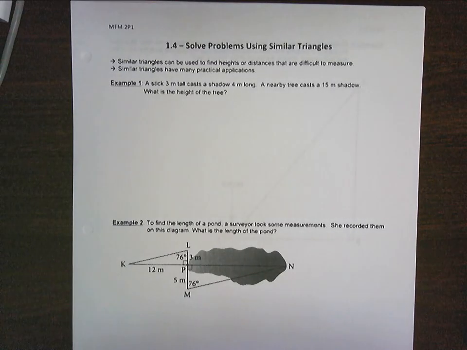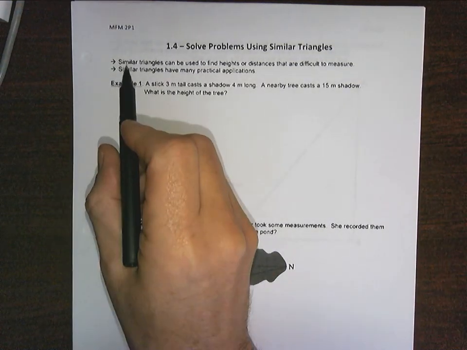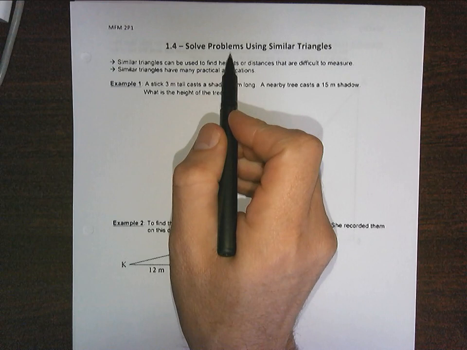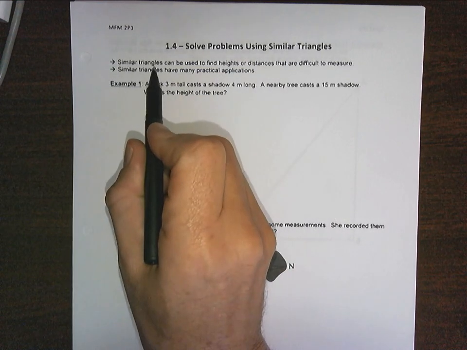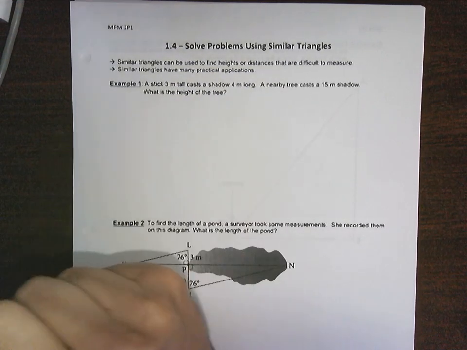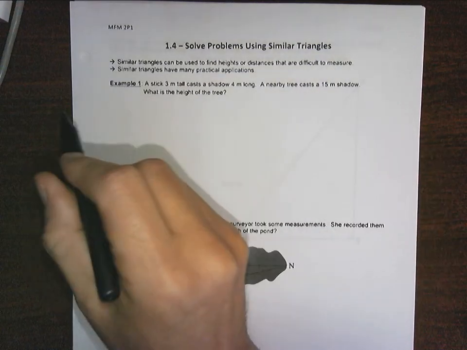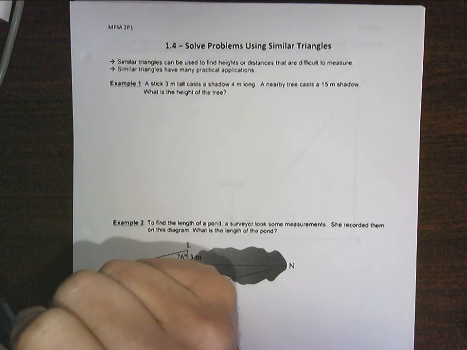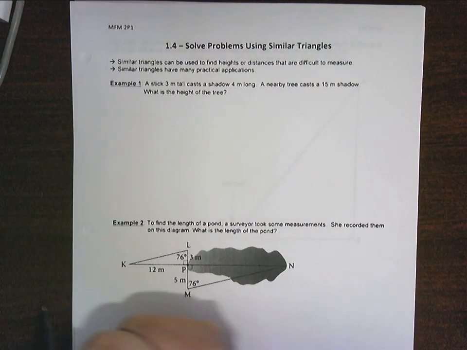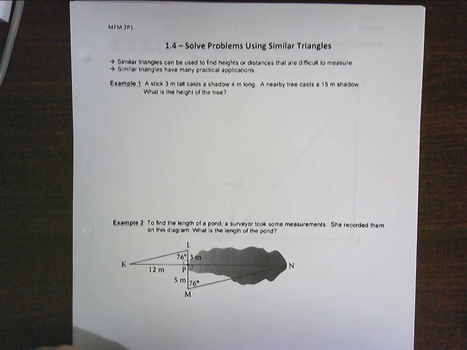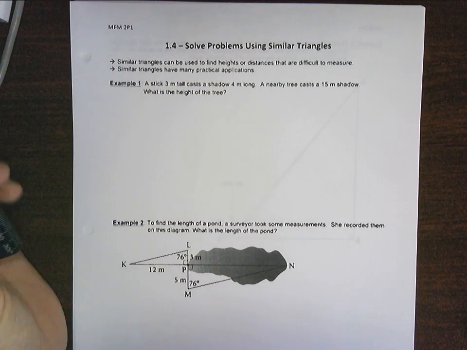Hello ladies and gentlemen, and here we are taking a look at solving problems using similar triangles. So this corresponds to chapter 1.4 in your textbook, and we're going to notice that similar triangles can be used to find heights or distances that are difficult to measure, and similar triangles have many practical applications. We're going to take a look at some of those practical applications today.